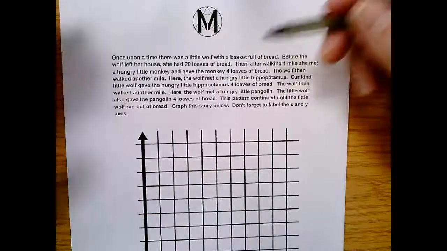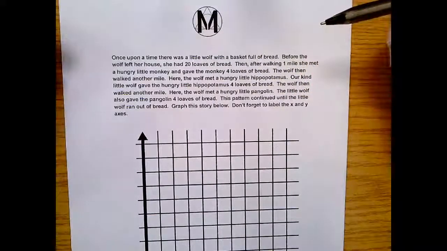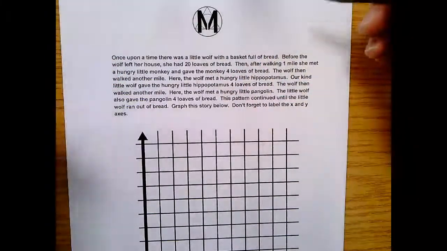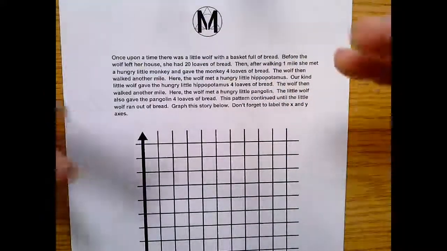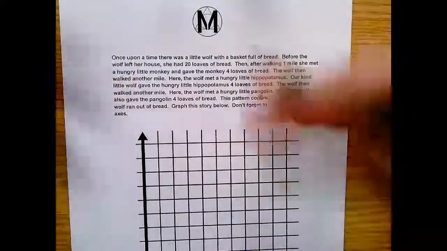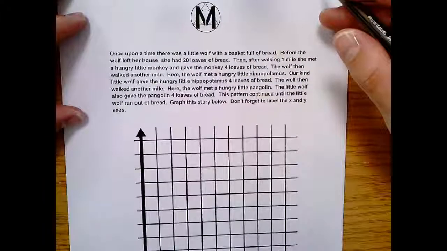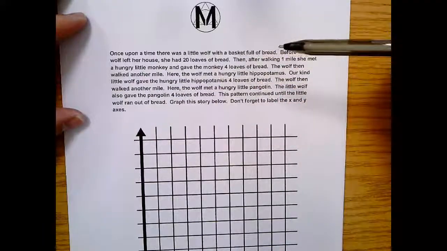The wolf then walked another mile and met a hungry little pangolin. The little wolf also gave the pangolin 4 loaves of bread. Hopefully we can see the pattern here: walk a mile, lose 4 loaves. Let's rephrase that positively: walk a mile, give 4 loaves, like a very kind little wolf. This pattern continues until the little wolf ran out of bread.